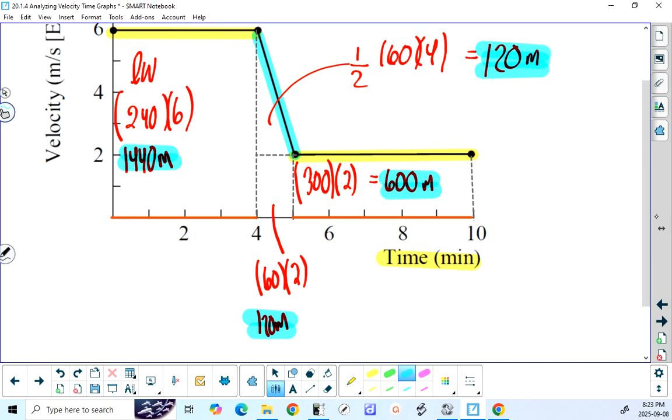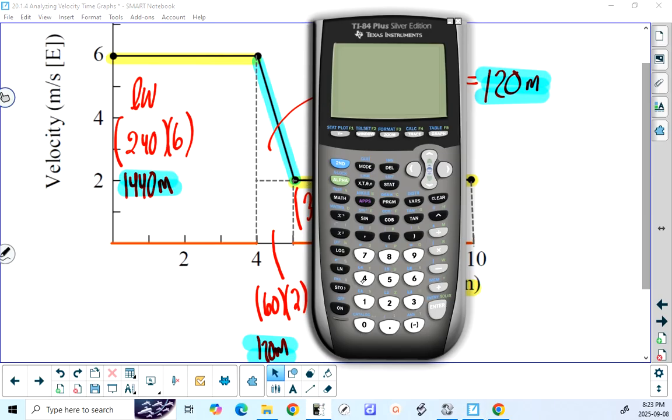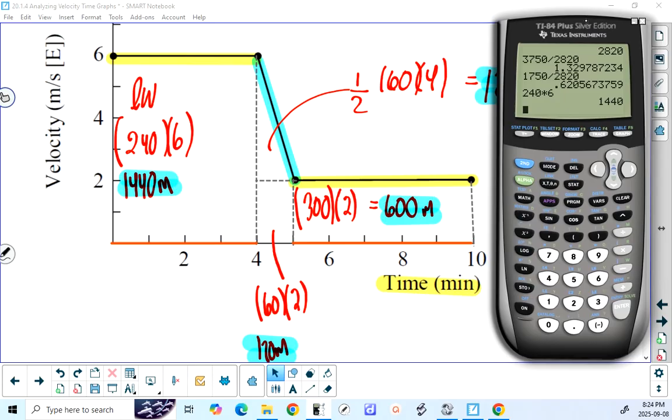So we'll double check all the calculations, or I will. You should be doing the same. I'm just looking at the first rectangle, 240 seconds times 6 is 1,440 meters. Yep. The triangle is 1/2 the base times the height. The base is 1 minute, which is 60 seconds. So 1/2 times 60 times the height of 4 meters per second. That's 30 times 4, which is 120 meters, and that's cool.